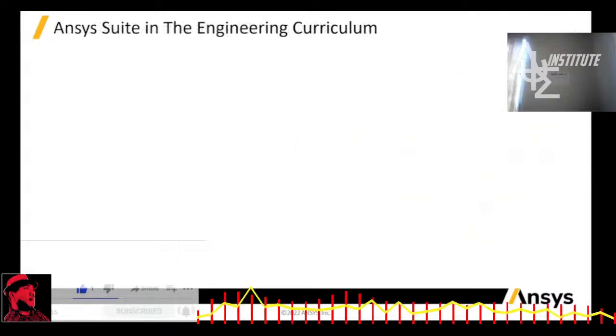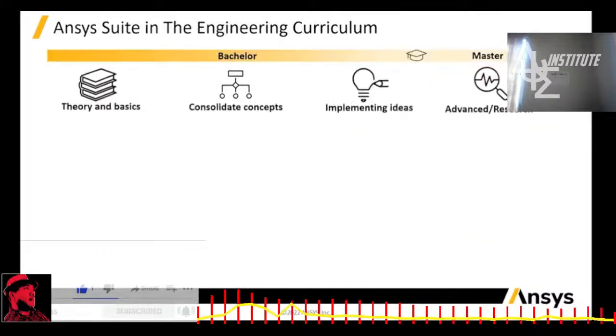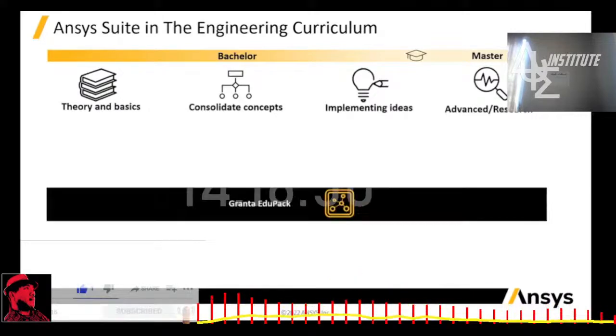And taking the example of an engineering curriculum, in your bachelor, you usually start with classes on fundamental topics, and then you start to consolidate those before those concepts are taken to more applied courses, into a master's, and then even into a research. Now, we have the Granta EduPack, our education-focused software for material selection and source for materials data that can support basically across the different paths to the engineering curriculum.